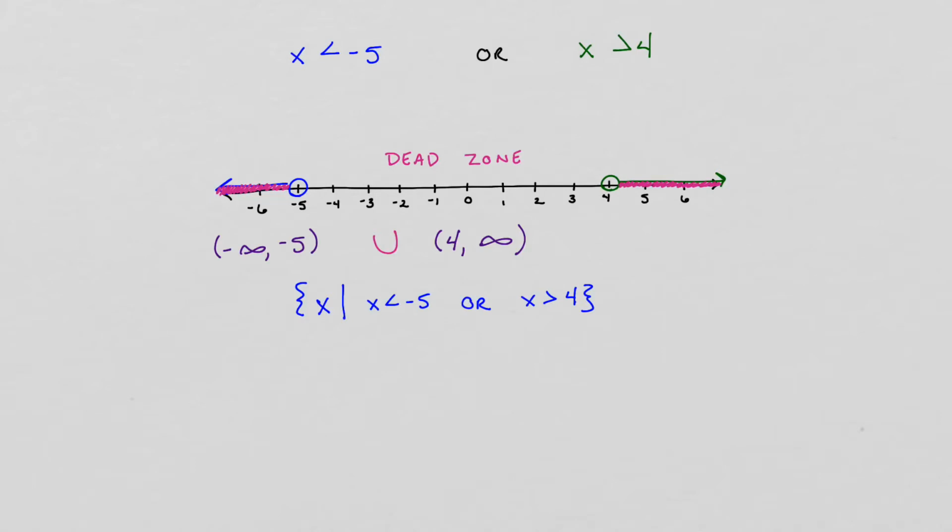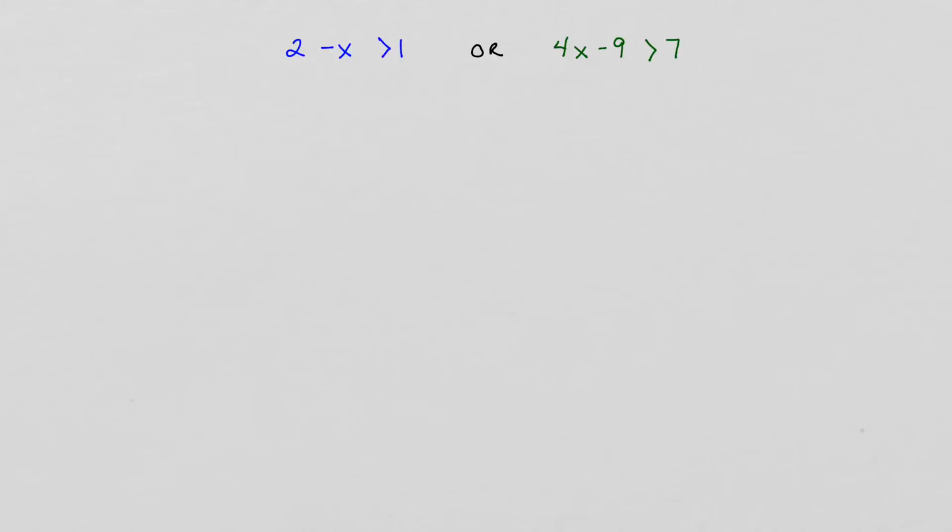Let's go ahead and take a look at a little bit more of a challenging problem. Now we're going to look at the union between the inequality 2 minus x is greater than 1 and the inequality 4x minus 9 is greater than 7. To begin, I'm going to remove 2 from both sides. This is going to leave me with -x is greater than -1. But I want to get rid of that negative that's being multiplied with the x, so I'm going to divide both sides by -1. In doing that, a red flag should come up, and I should go, okay, I need to flip the direction of my inequality. And -1 divided by -1 is +1.